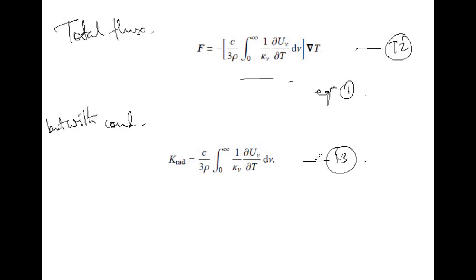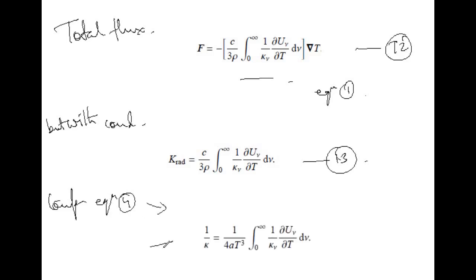Now if we compare this with equation 4, then this shows that the proper average of opacity, as it should be, is basically this value. So this is the proper average of opacity.